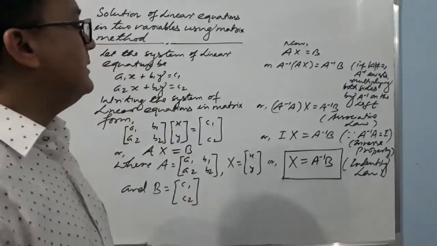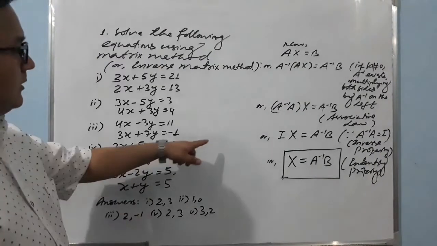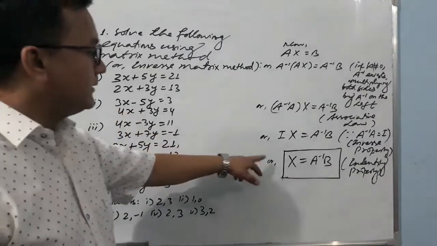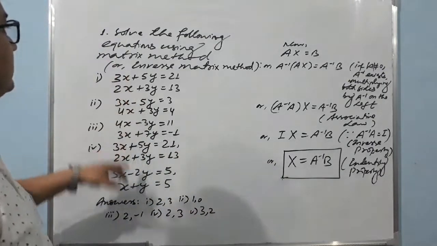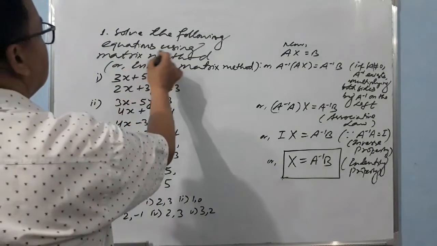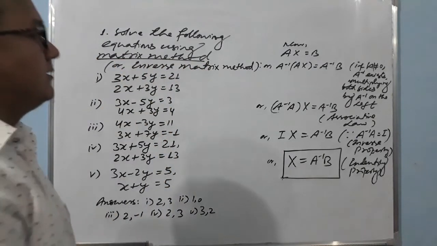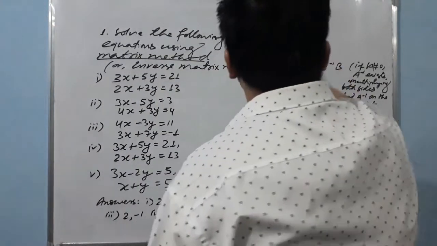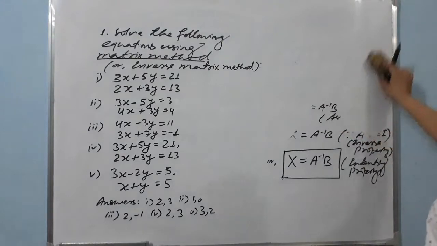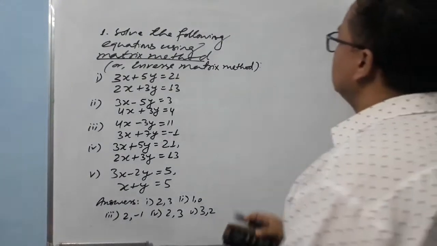Now I will tell you how to use this method, this formula, this expression to find the values of x and y. Today we will use this matrix method to find the values of x and y. You understood x is equal to A inverse B, right? So using this method, let's find out. Here we go.